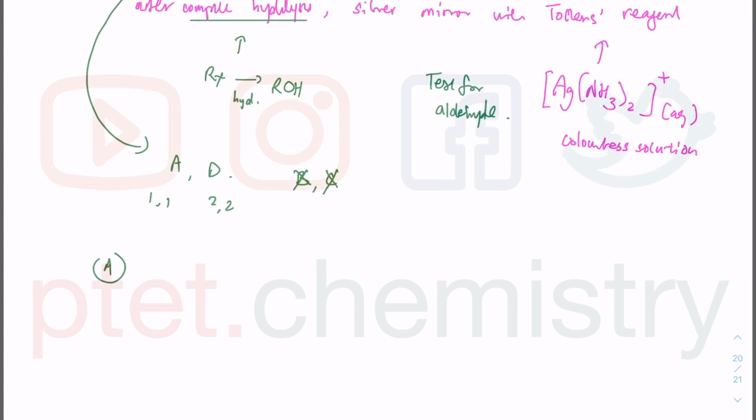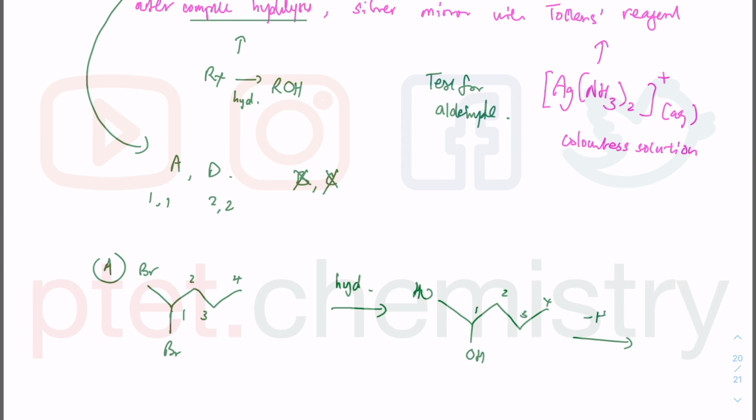With option A, we have 1,1 dibromo, 1, 2, 3, 4. So we have Br there and Br there. If we do hydrolysis, that means they become OH. Oops, sorry, I was wrong. No, it's 1,1 dibromo. So it's 1 there, and it's 1,1 dibromo, so that's going to become OH there. 1, 2, 3, 4. OH, OH, so 1, 2, 3, 4.